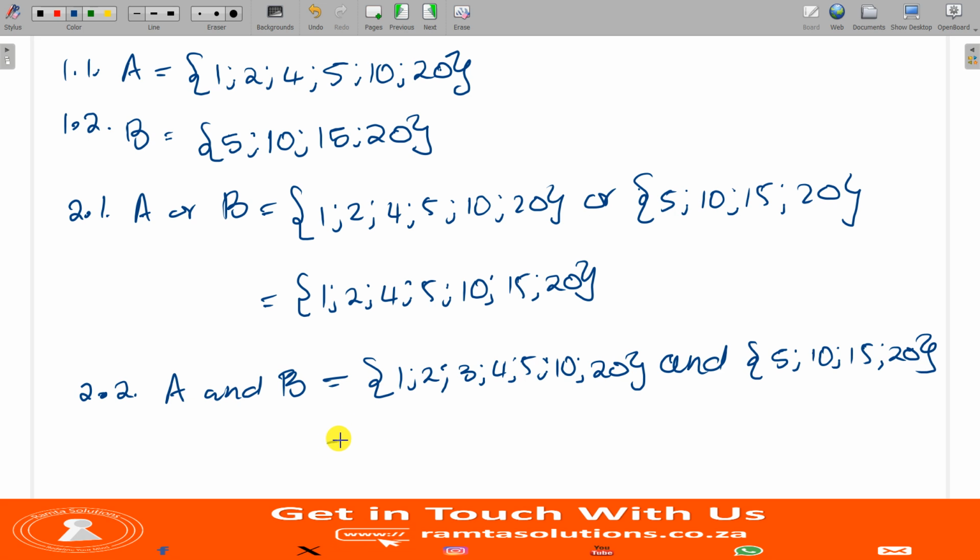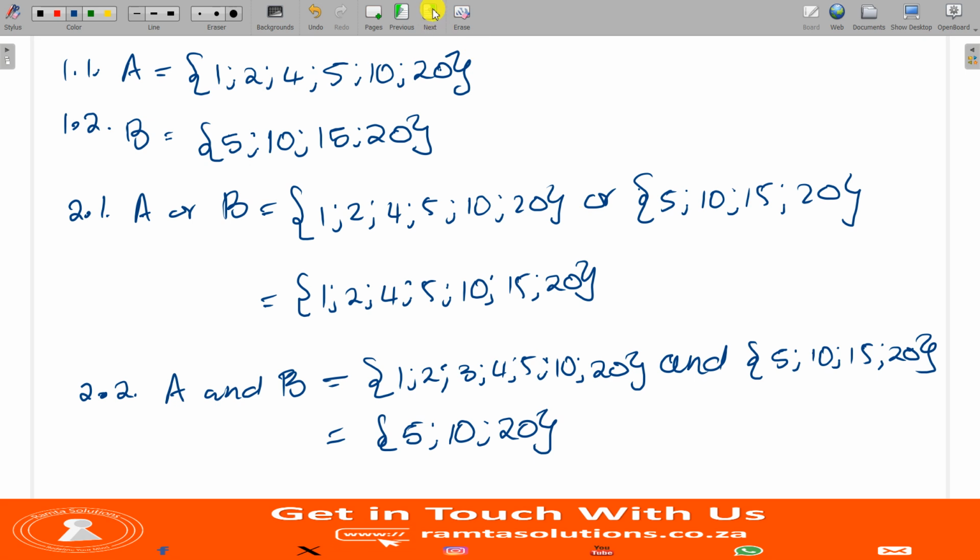Now remember, and is all elements that are in both sets. Which elements are in both sets? 1, 2, 4, no, but 5, yes. What about 10? Yes. What about 15? No. 20? Yes. So remember, guys, once you are comfortable with this topic, you will not necessarily need to do this, but I advise that you do, especially when you're given elements.